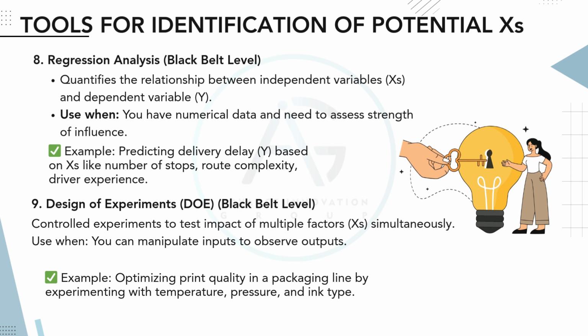9. Design of experiments, DOE. Black belt level. Design of experiments, or DOE, involves conducting controlled experiments to test the impact of multiple factors, or X's, at the same time. We use DOE when we can actively manipulate inputs to see how they affect the output. For example, optimizing print quality on a packaging line by experimenting with temperature, pressure, and ink type.